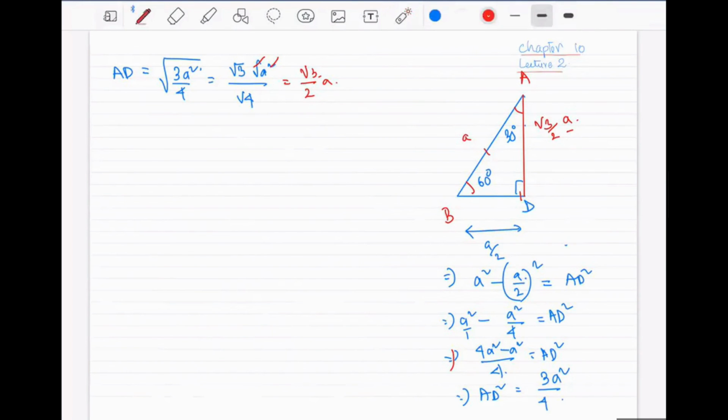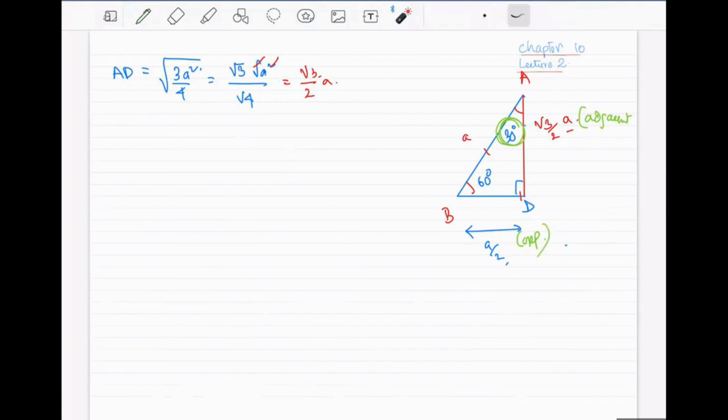What is the adjacent? Adjacent is this one. So if I consider 30°, this is the adjacent and this is the opposite. Remember, if I take 60°, this will be opposite and this will be adjacent. It will be changed. But if I take 30, this is the adjacent, this is the opposite. So find out sine 30°. What are we going to get?